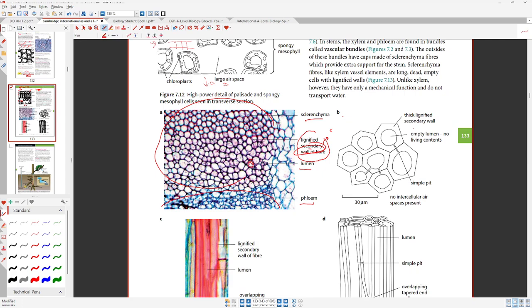Now this is going to be a better image, and see, they do have pits that connect to each other. I don't know why they don't talk about this. So there's no intercellular air spaces present. However, in the cortex there were, because there are other uses of your parenchyma cells when they're in the cortex.